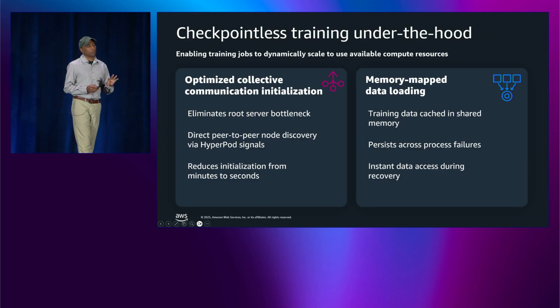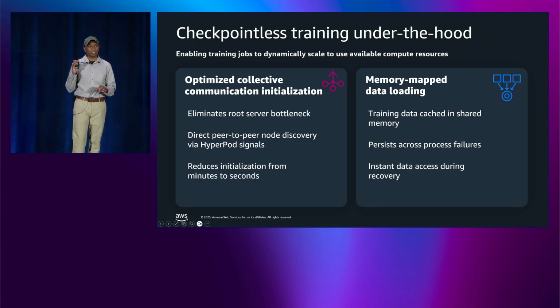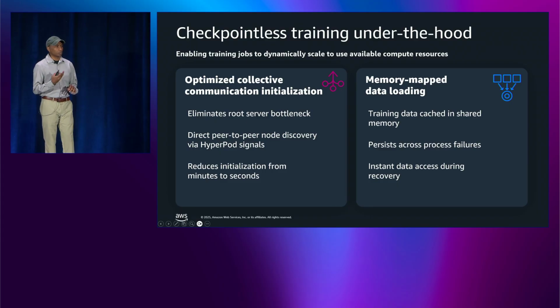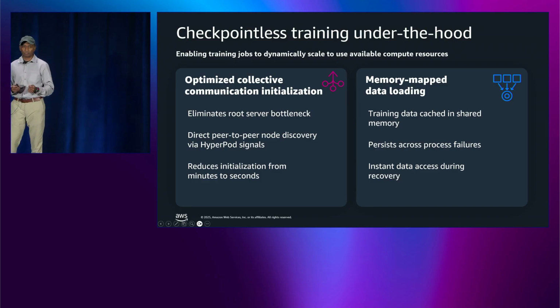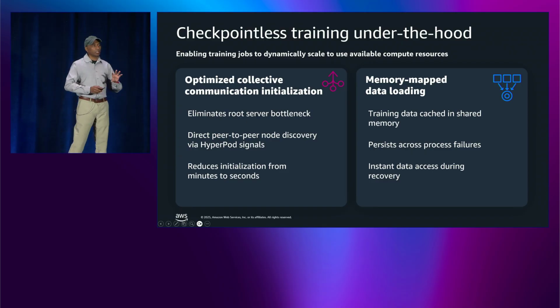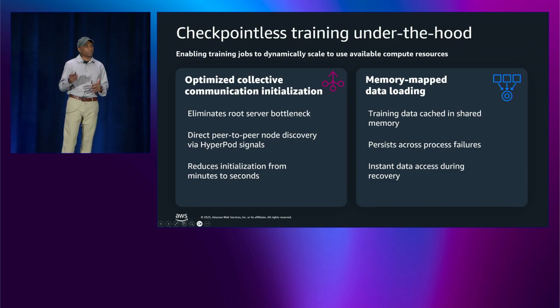However, before the ranks can talk to each other, they need to establish communication with each other. And typically, this is done through a centralized coordinating system, which is going to be a bottleneck when we are talking about the thousands and thousands of processes which we demonstrated in our previous slide. This can add up to minutes because of this bottleneck in the centralized initialization system. With our system, we eliminated this bottleneck by moving away from the centralized coordinating system towards a peer-to-peer connection establishment through HyperPod signals. This helped us save minutes, and we were able to do this in seconds.